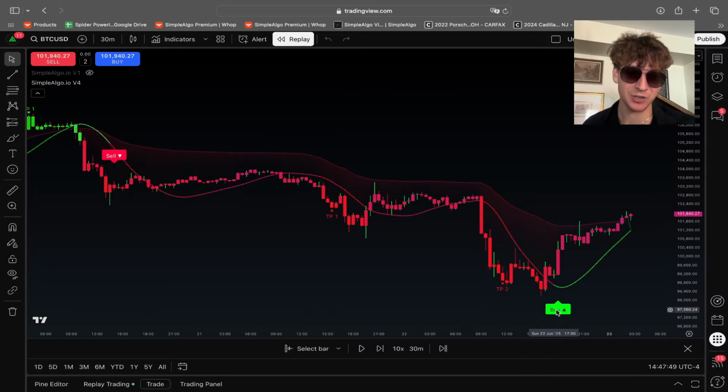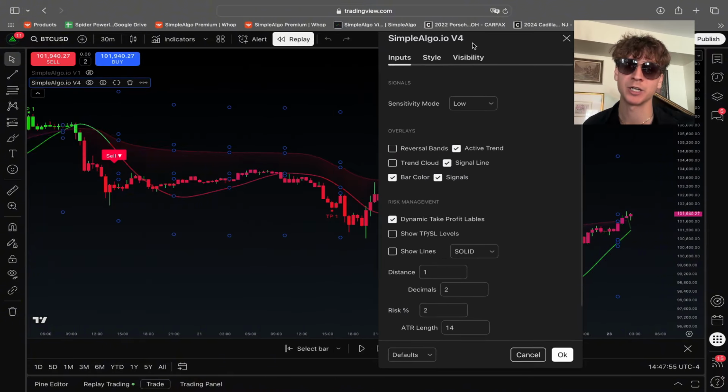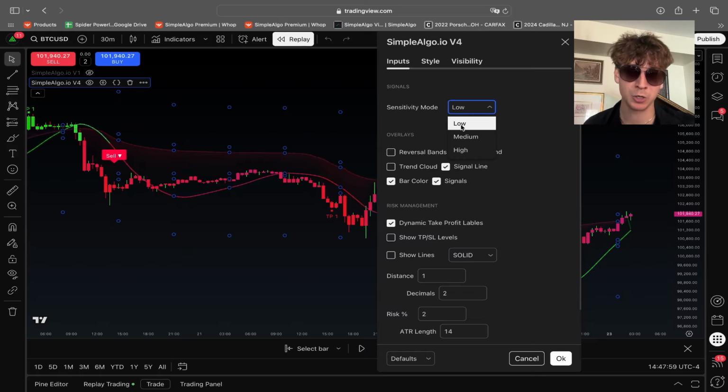So first, once the indicator's on your chart, just double click any of the buy or sell signals, and it's going to pop open this settings tab right here. Make sure your signal sensitivity is set to low. You want to make sure active trend, signal line, signals, and bar color are enabled, and dynamic take profit labels are enabled.